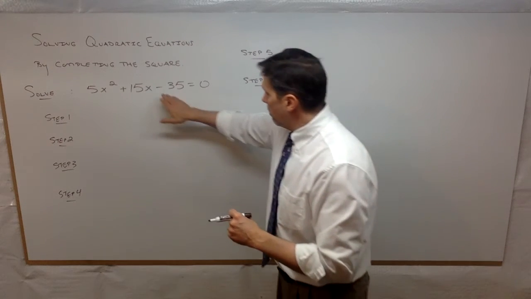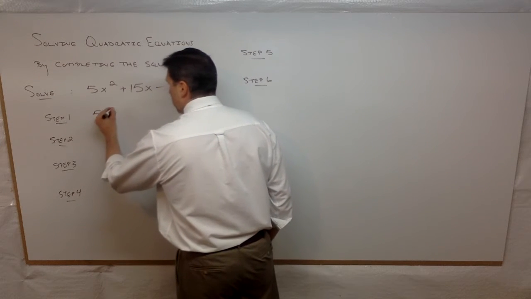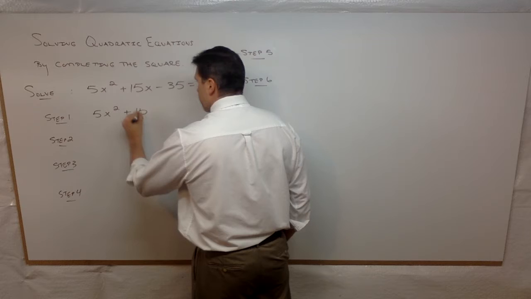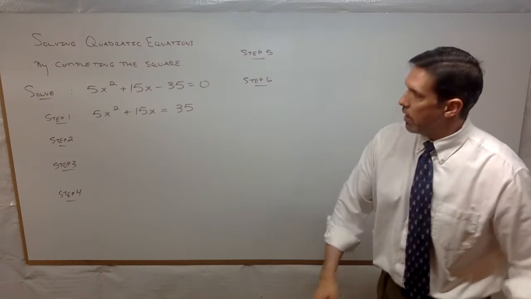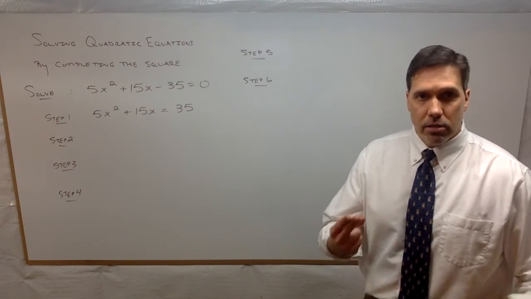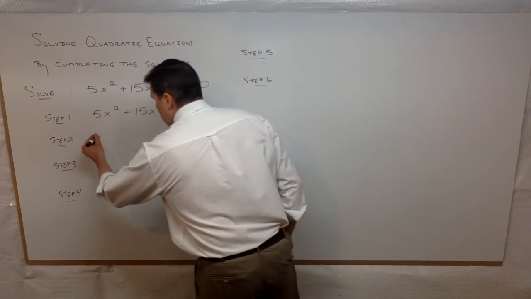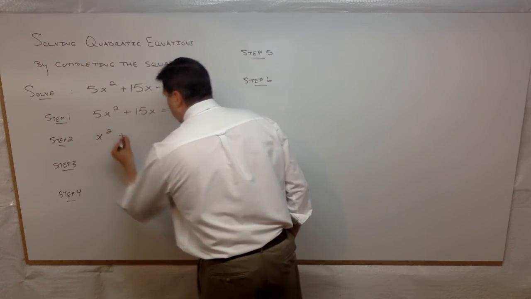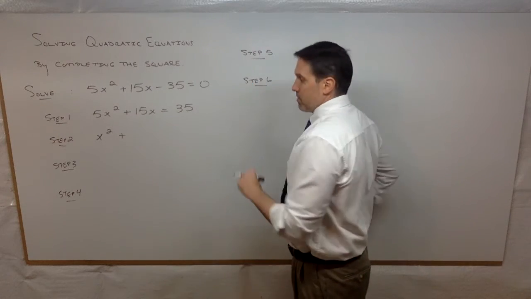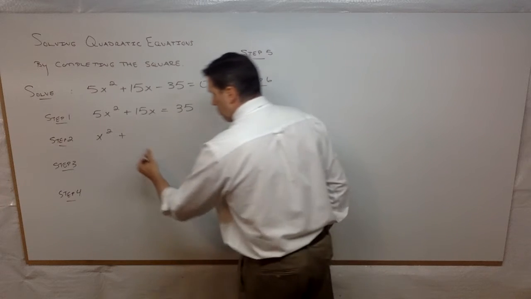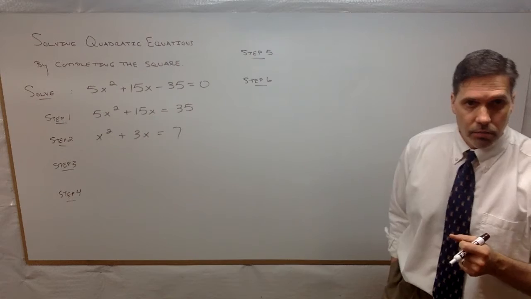Okay, well, step one, first of all, we're going to add 35 to both sides. So isolate that constant. So 5x squared plus 15x equals 35. Step two, very important, I have to divide everything in this equation by 5. Now, I made sure that they were all divisible by 5, but this is going to be messy enough as is, but it could get even messier than what we're about ready to see. But dividing everything by 5, I get x squared plus 3x equals 7.